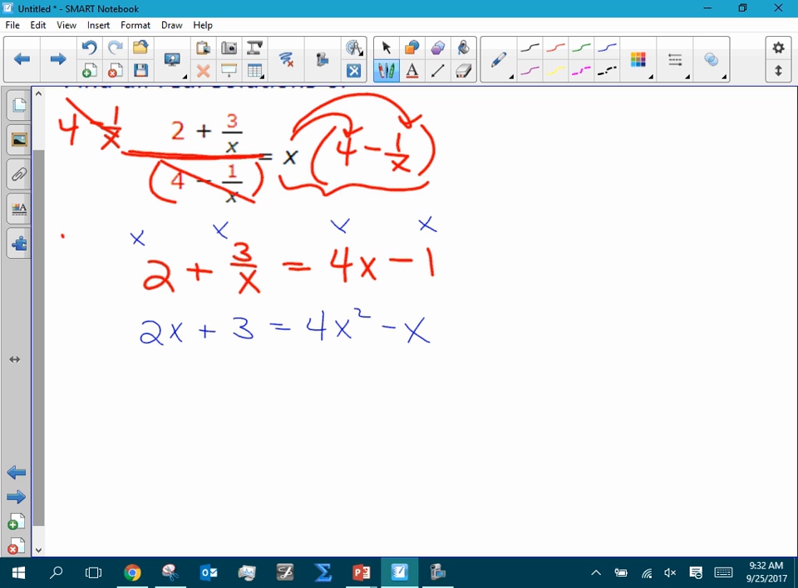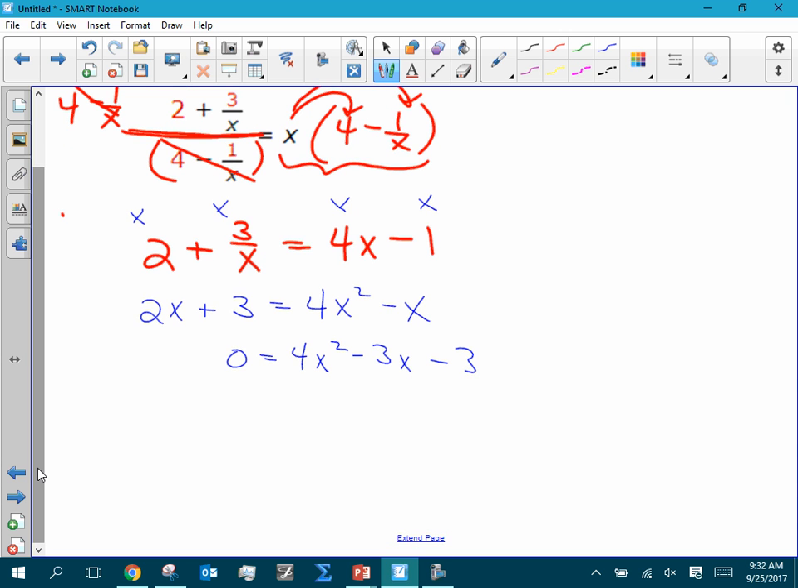Okay? Some people in the last class wanted to move the 2 over first. Can I do that? Or move the 1 over first. Can I do that? Yeah, nothing wrong with that. Okay? Because the next step I'm going to do here is either move the 2x over or move the 1x over, right? I'm going to move the 2x over. And I'll move the 3 over. I get 4x squared minus 3x minus 3.